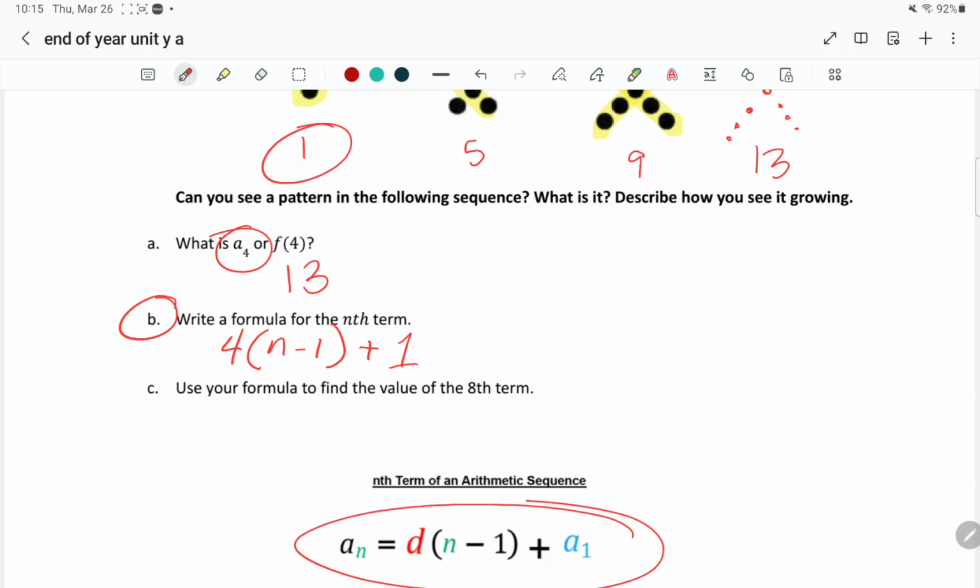So with this formula now, I don't have to draw the picture all the way up to step 8 to figure it out. I can just plug in 8 into my formula. So I could say 4 times 8 minus 1 plus 1. And I would get 28 plus 1, 29. I'd get 29 dots.